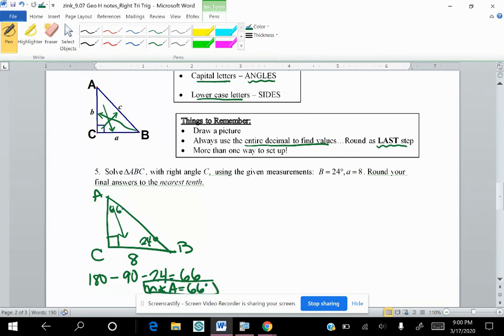So good news, I'm done with all the angles. I know all 3. Now I need to find the missing sides, and I have one of those.